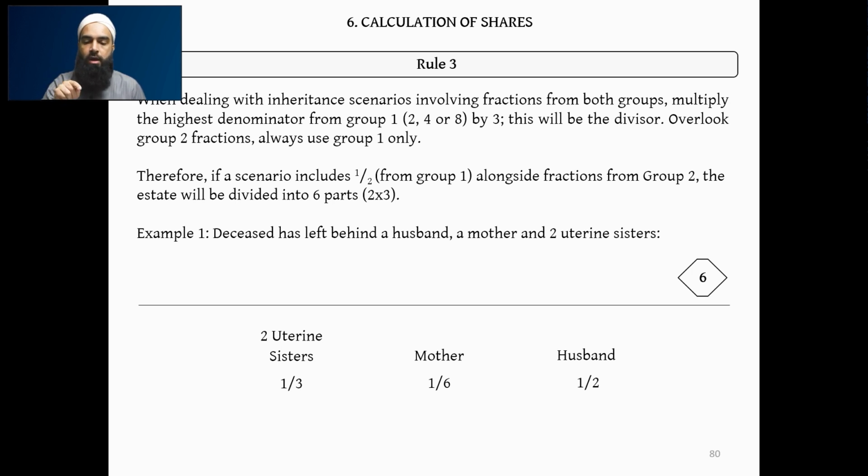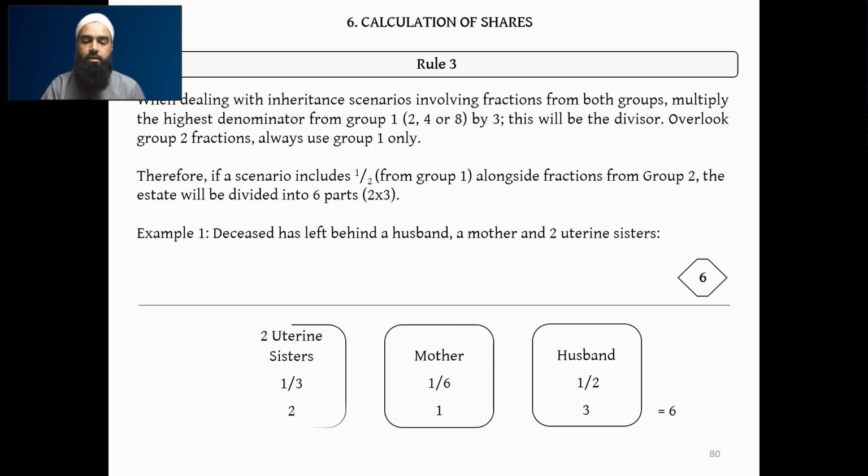So now the husband gets half of that 6, because the 6 is the amount that we will split up the estate of the deceased into. So we put it into 6 portions. Half of that 6 the husband will receive, which is 3. Mother receives 1/6, which is 1. And the 2 uterine sisters receive 1/3, which is 2. So we add it all up and we see it equals 2 plus 1 plus 3 equals 6. That's the amount we've given out, and that's the amount the divisor was. So we know we are right.